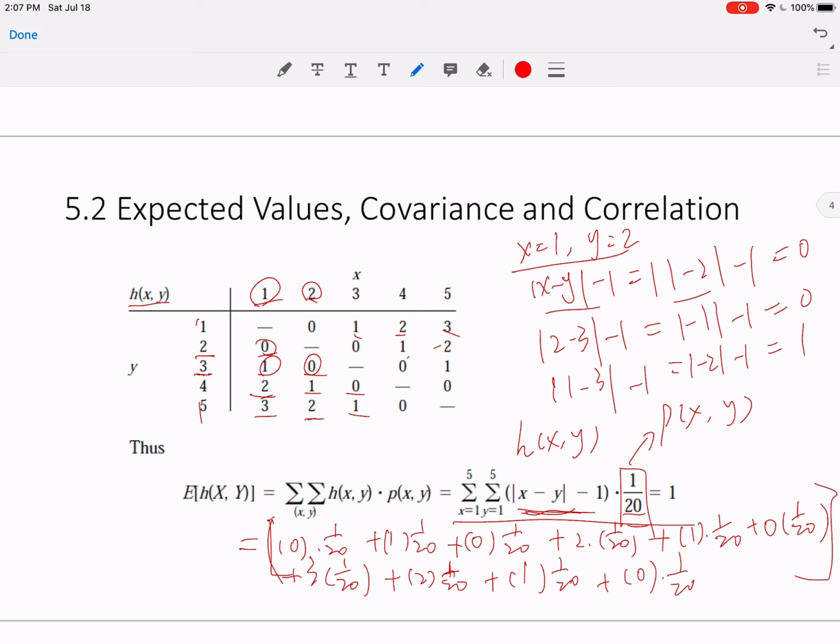I would just put it over here. Multiply by 2. So if you type this out in your calculator, this is equal to 1, which is exactly the same thing as what we got here. Okay, that's how we find the expected value of the jointly distributed discrete random variables.